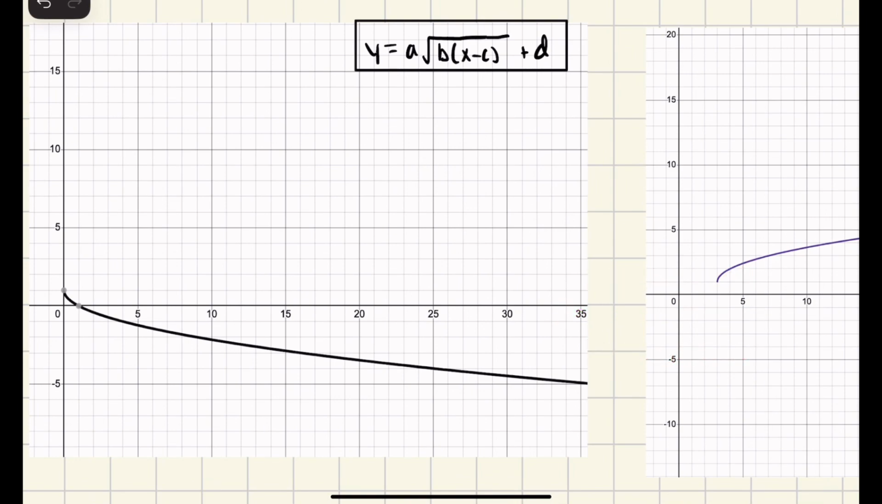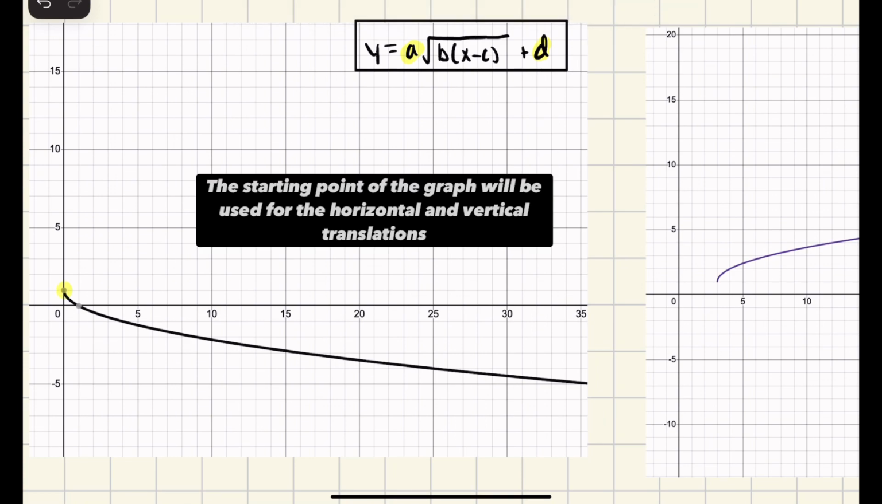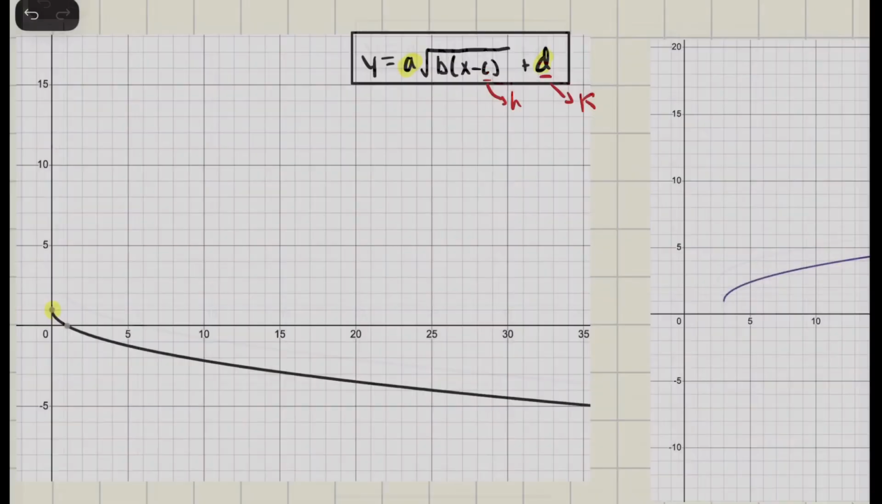Now, when it comes to writing the radical equations from their graphs, we're going to follow this transformation algorithm as our guide, and we're going to do this by selecting two specific points. The first point, which would be wherever the graph starts at, is going to help us define our C and D values. Now, in some other textbooks, they might call this H and K, and it doesn't really matter what you call it, as long as you understand that the H or the C represents the horizontal translation, and the D or the K represents the vertical translation.